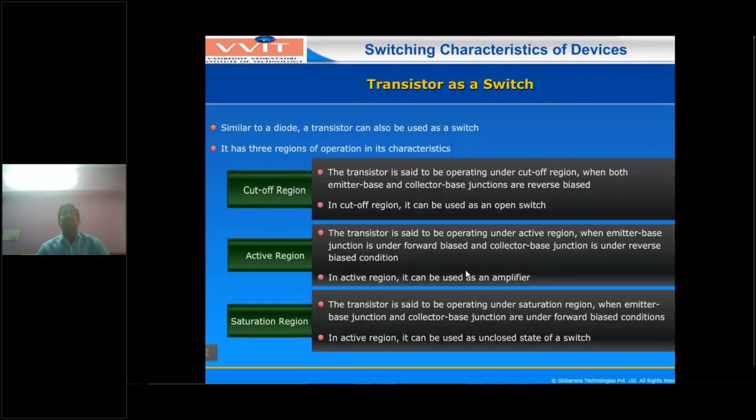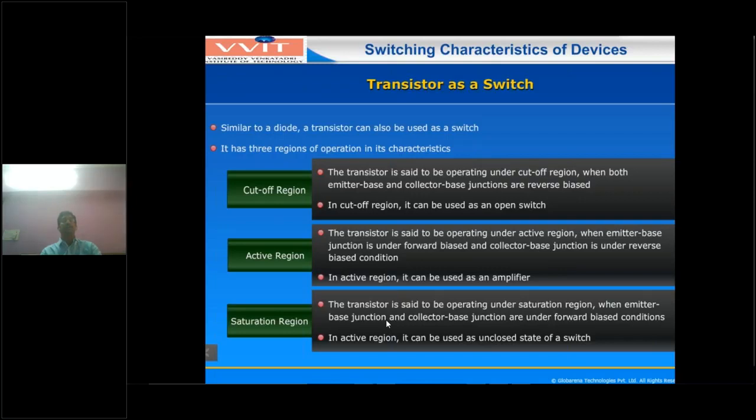Next one, what are the regions in which a transistor operates? One is the cutoff condition: on the input side, both emitter and base are reverse biased. Similarly, the collector and base junction is also reverse biased. Active region means the base emitter junction is forward biased and the collector and base junction is reverse biased.